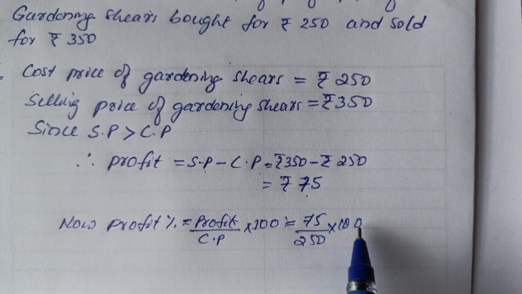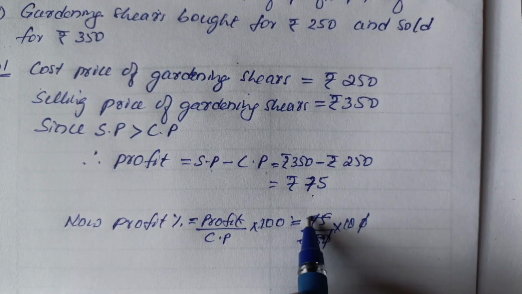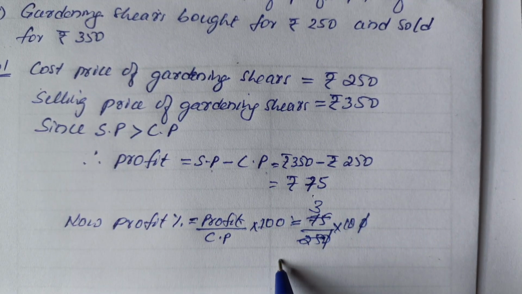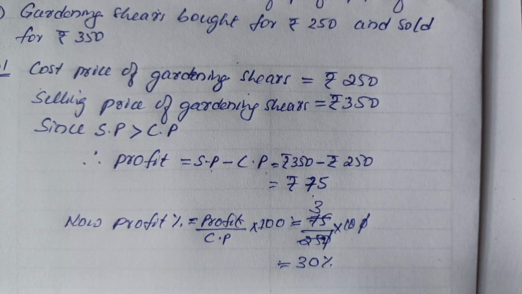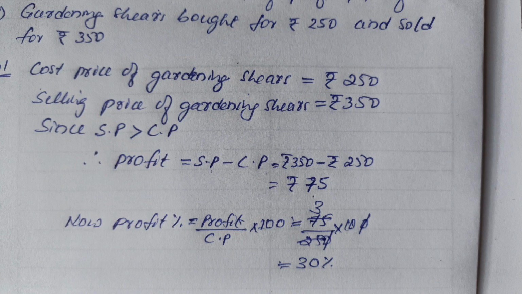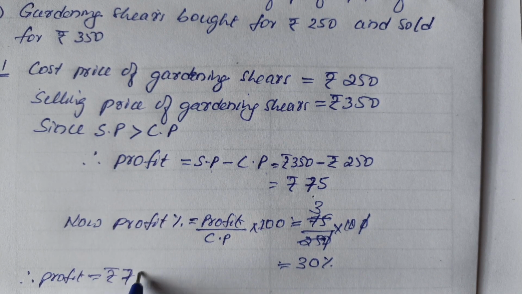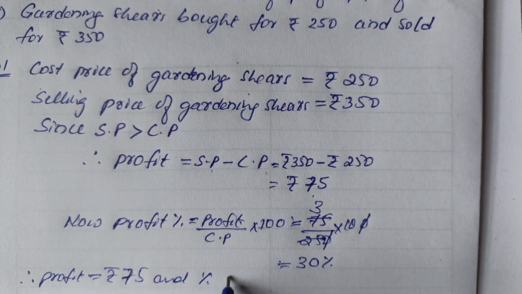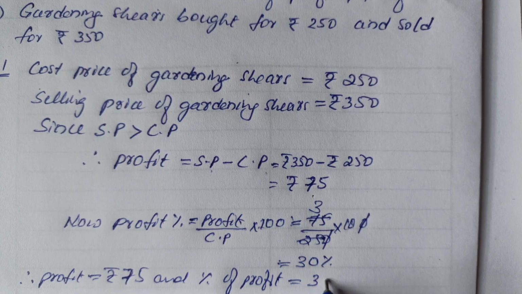Here if you look at, we need to cancel. 10 goes, 25 ones are 25, 3s are 3 into 10 is 30. That is equal to 30 percentage. Therefore profit is equal to rupees 75 and percentage of profit is equal to 30%.